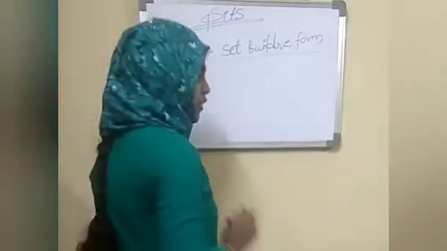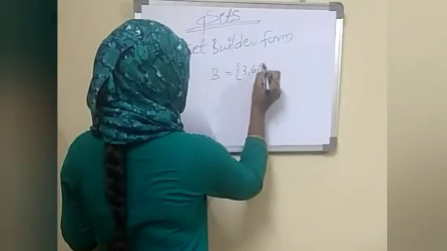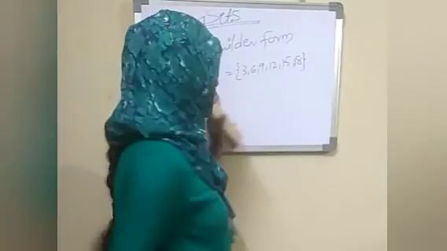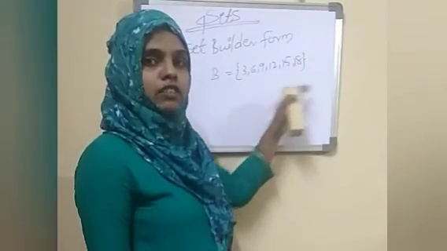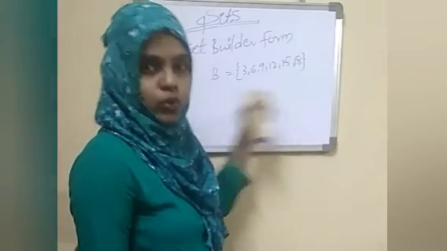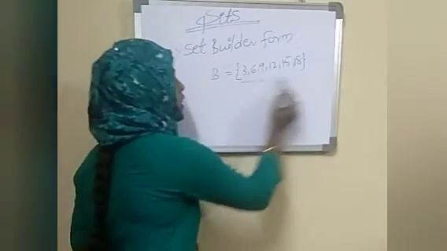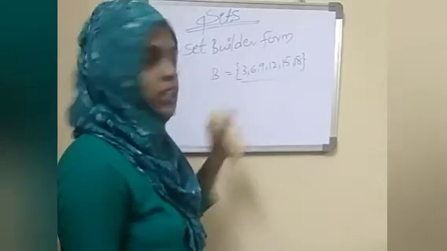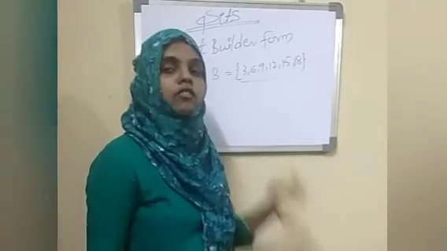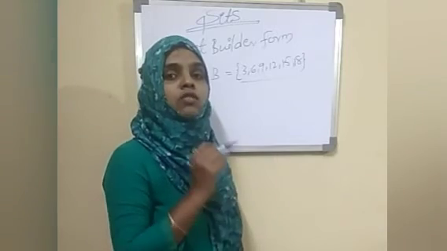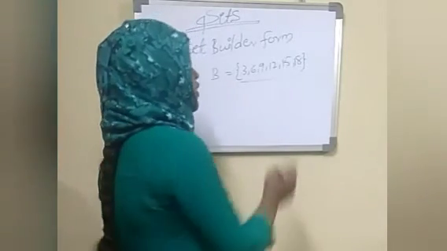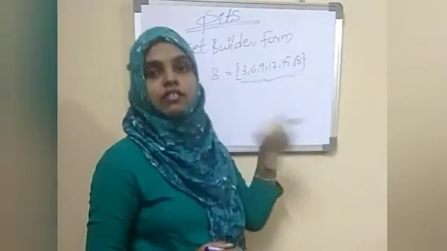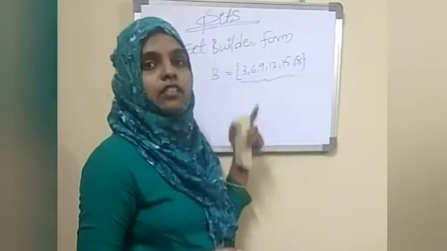Set builder form, what do we do? 3, 6, 9, 12, 15, 18. These are the elements I am taking. In which form are these? These are in roster form. Now we are converting this set into set builder form. For converting into set builder form, first what should we know? We should know which condition they belong to, and which condition they are satisfying.